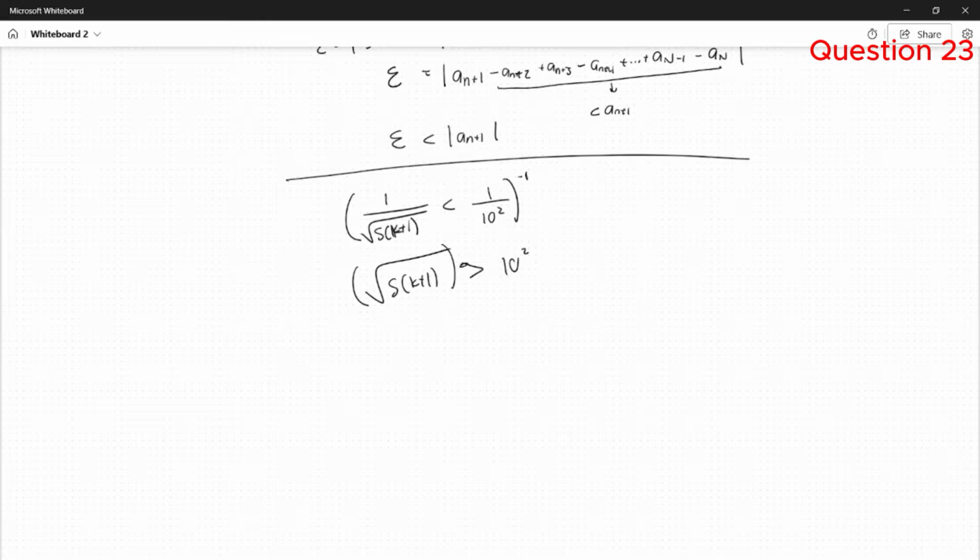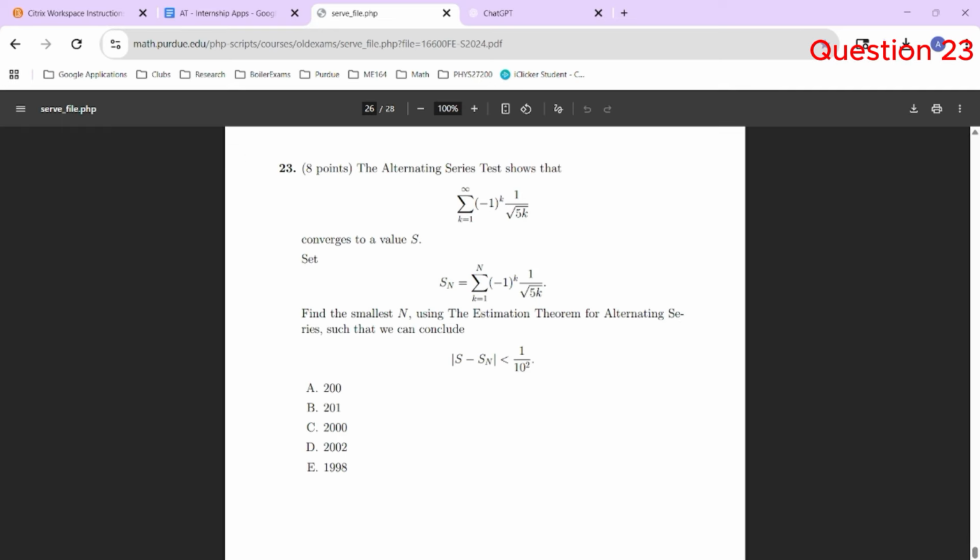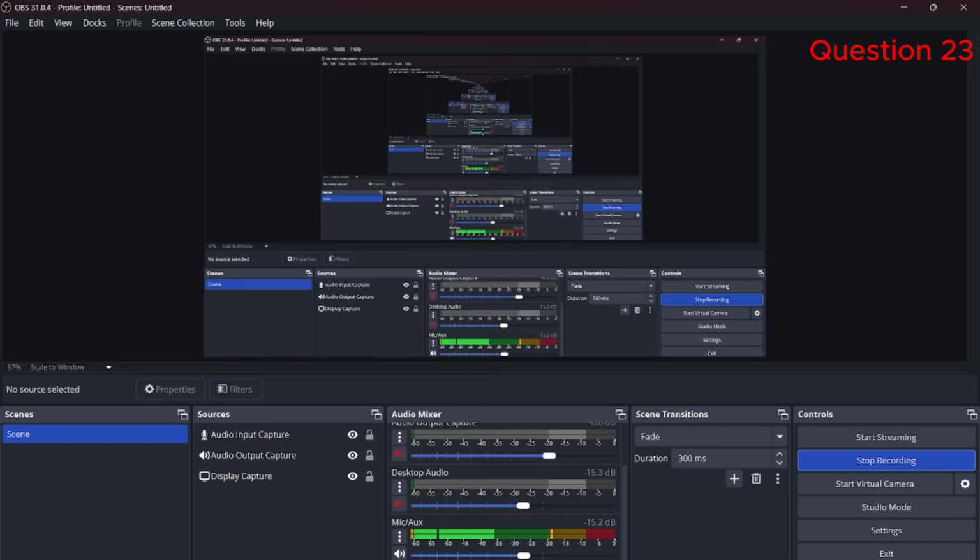Take the square at both sides. You get 5k plus 1 is greater than 10,000. Divide this by 5. k plus 1 must be greater than 2,000, and k must be greater than 1999 to guarantee what we're looking for. Now, which one is the one that is greater than 1999? That would be 2,000. We don't do 2002 because 2,000 is the first one that meets the requirements. So thus, answer C is the correct choice here.